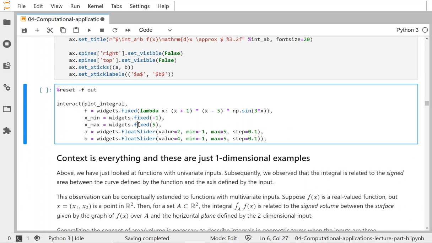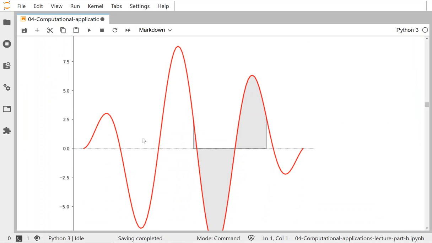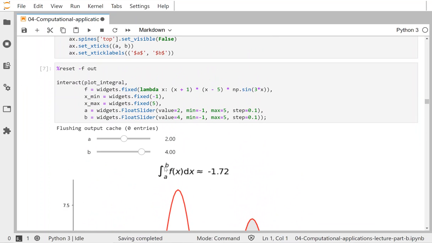So I'm just going to go ahead and interact with this plot integral function with a function f that is given by x plus 1 times x minus 5 minus sine of 3x. I am going to plot it from -1 to 5, and then I'm going to use different a and b values that I move around with a float slider to describe the integral on a particular interval of a to b. So here's my function from -1 to 5.